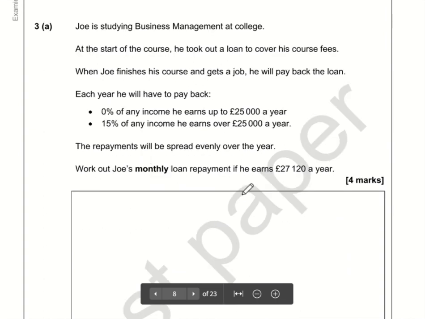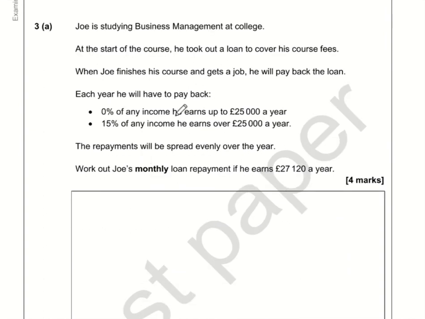Okay, question 3. So he's going to pay back 15% of any income he earns over £25,000 a year. So how much over 25,000 is 27,120? Well, 27,120 take away 25,000, that is 2,120.